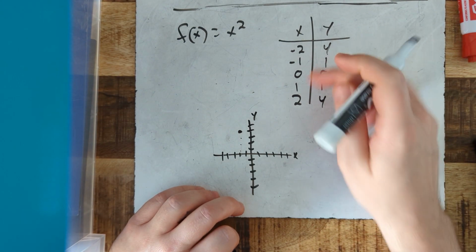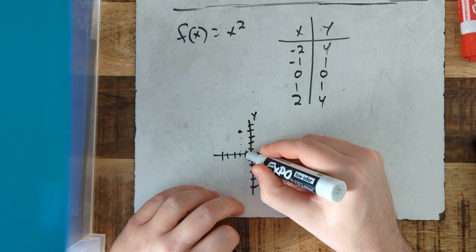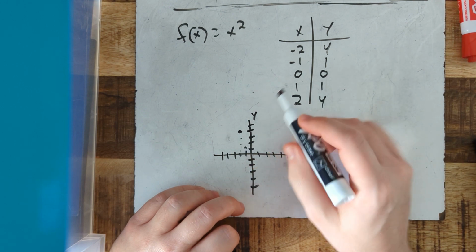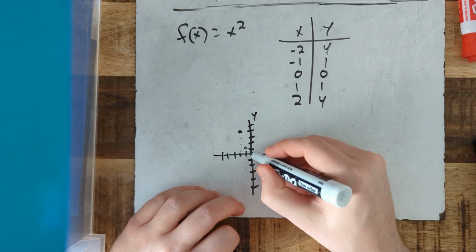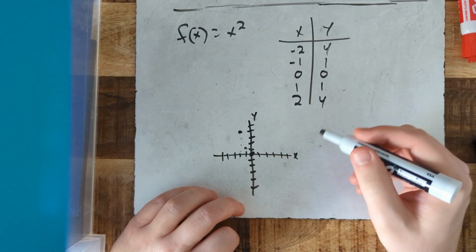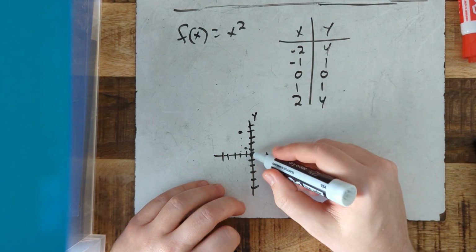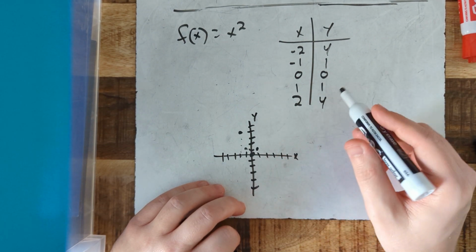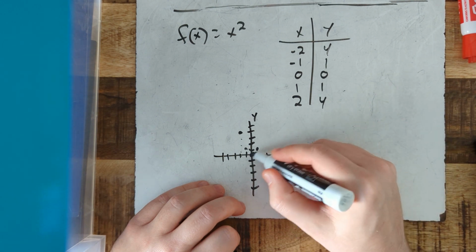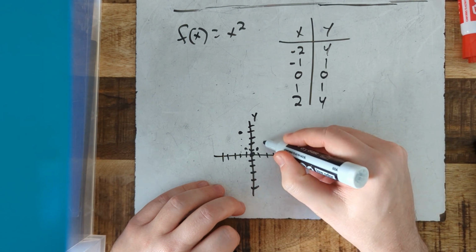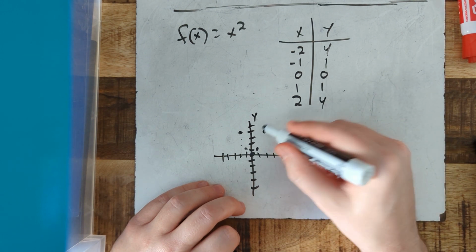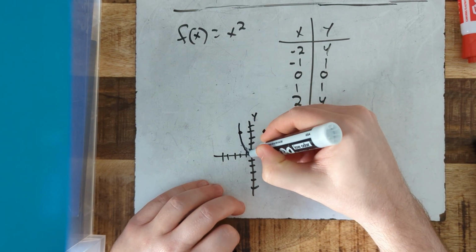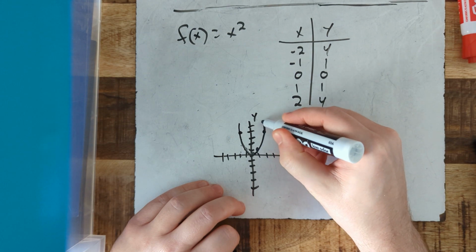Our next point, -1, 1. Same thing, we're going to go left 1 to -1, and then up 1 here. Oh, sorry, -1, 1. Then 0, 0. Stay in the middle. Next one, 1, 1. So +1, +1. And then our last one, 2 and 4. We're going right 2, up 1, 2, 3, 4. Okay. Now if we connect all these points, we should have something like this.